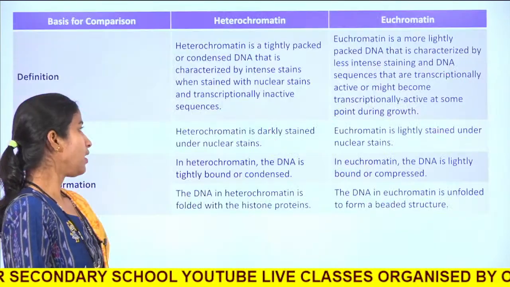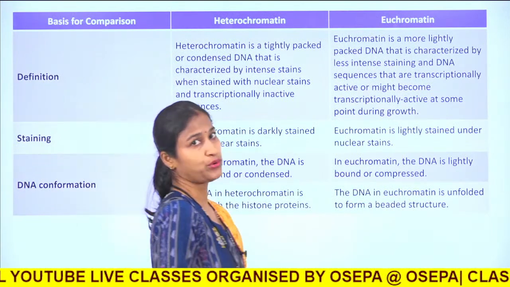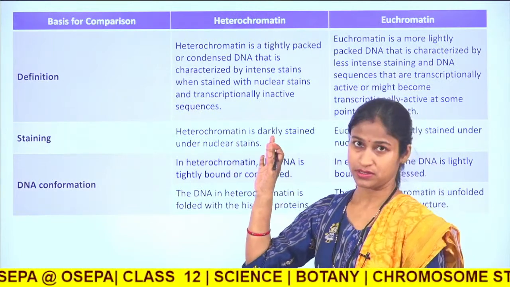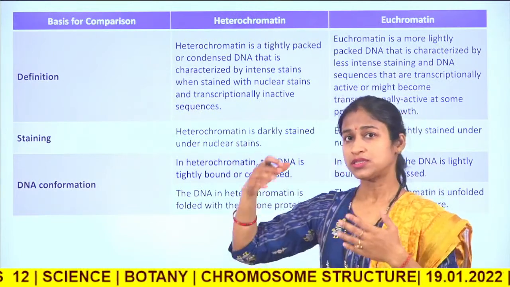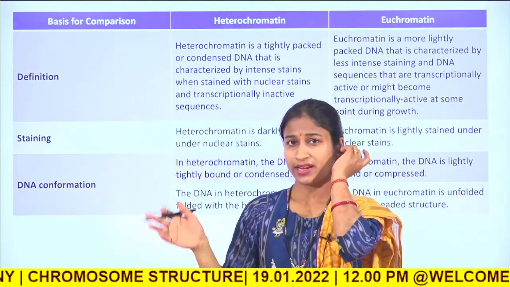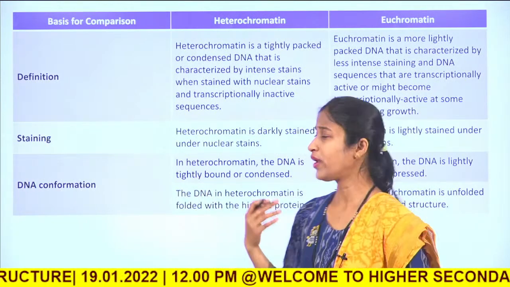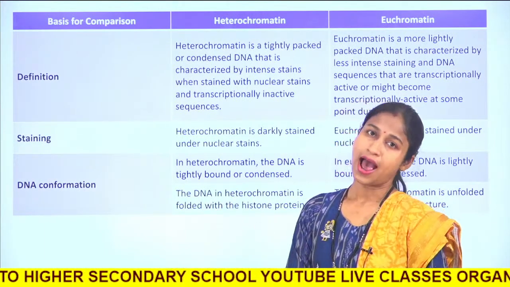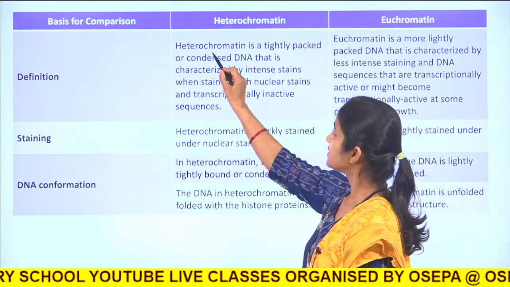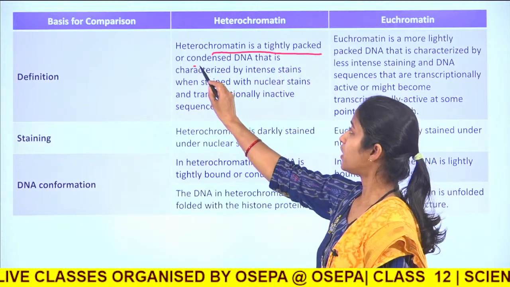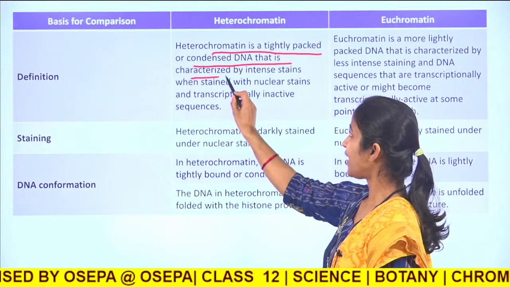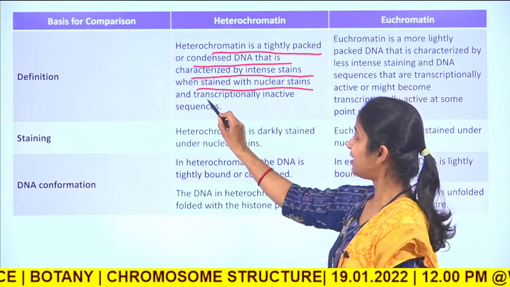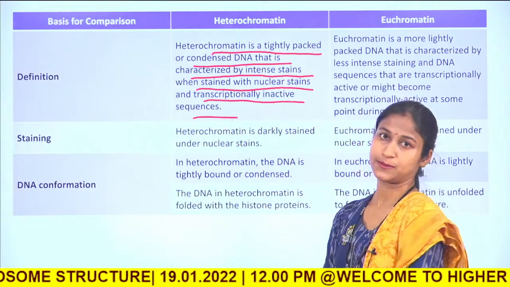Okay. Now, what is heterochromatin and what is euchromatin? We will discuss this on the basis of various parameters, or we will compare on several bases like definitions, staining, DNA conformation and so on. Next, let us have a look at the definition of heterochromatin and euchromatin. Heterochromatin is a tightly packed or condensed DNA that is characterized by intense stains when stained with nuclear stains and transcriptionally inactive sequences.